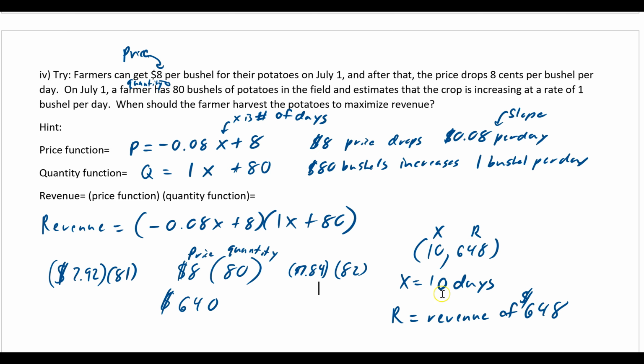So how long should he wait? 10 days. All right, thank you. Wait, not thank you. It's July 1st. He has to wait 10 days, right? And so this is right now, it's 0 and 0, $640. So 10 days later would be July 11th. So on July 11th, he needs to harvest and sell, and he will make his money. All right, thanks.